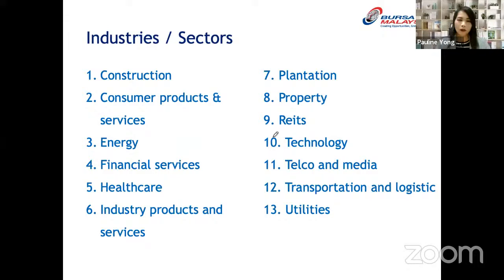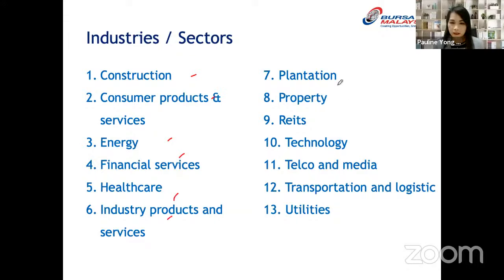Let's take a look at, when you do analysis on the annual reports, the very first thing you need to be clear about is what kind of sector or industry you are operating in. This is the very first thing that you need to get yourself clear and familiar with. In our Bursa Malaysia, we have 13 sectors, and these are the 13 sectors.